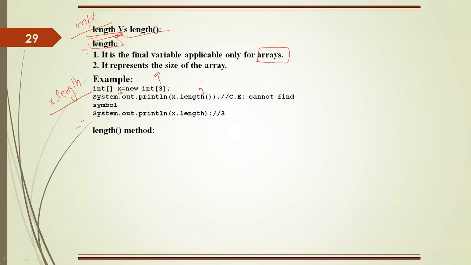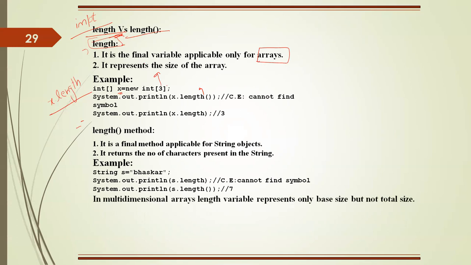If you use it as a method, it will give a compile time error. The length method is applicable for a string object. It returns the number of characters present in the string. How many characters are there? If you want to print like this, 1, 2, 3, 4, 5, 6, 7 characters are there in this string. So in a multi-dimensional array, the length variable represents only the base size, but not the total size.